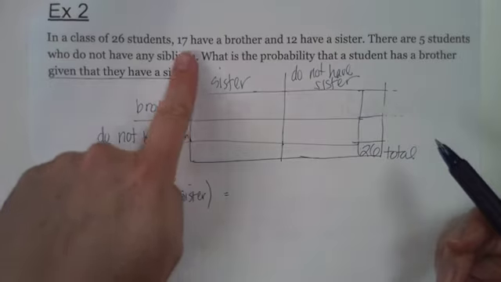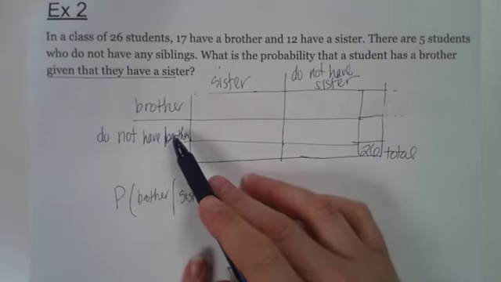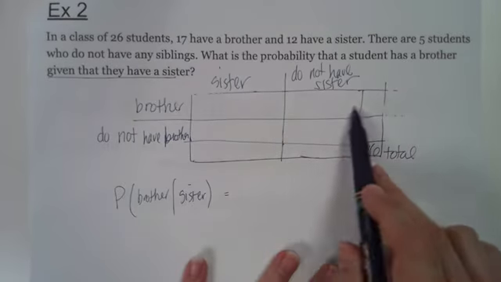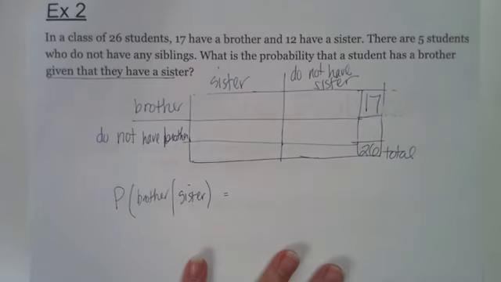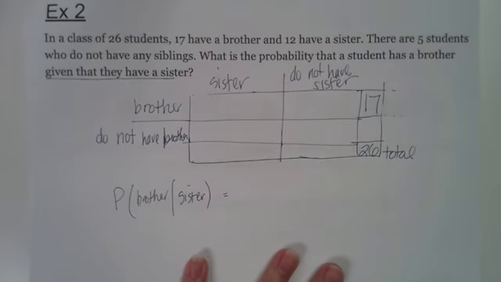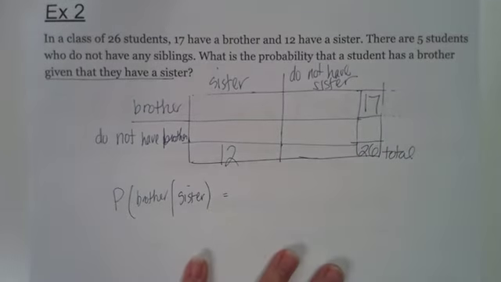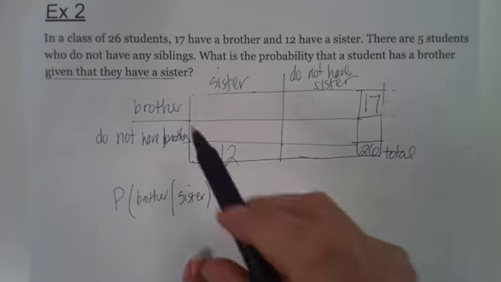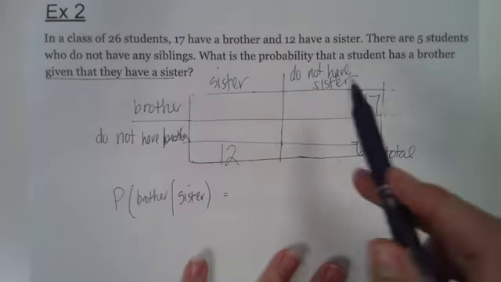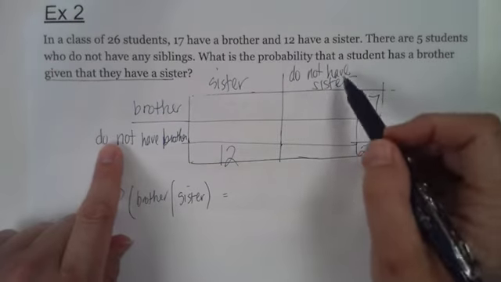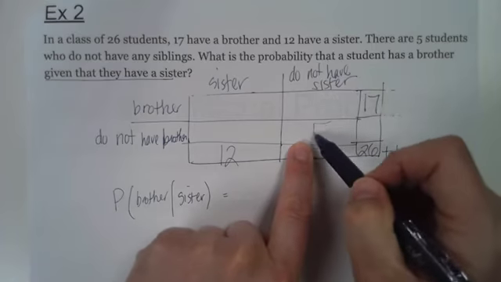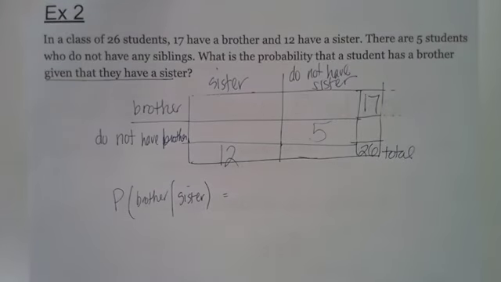What else do we know? We know 17 have a brother. So that brother is this whole column. So 17 total have a brother, and 12 have a sister total. So in total, 12 have a sister. And there are 5 students who do not have any siblings. So there are 5 who do not have a brother and do not have a sister. And I think that goes there. And so we do want to be able to sort of complete a table.